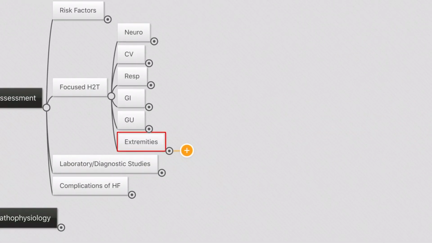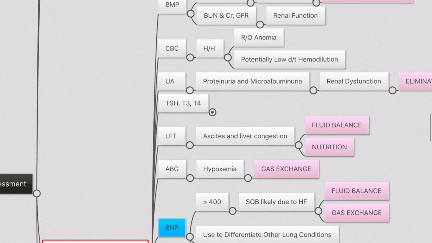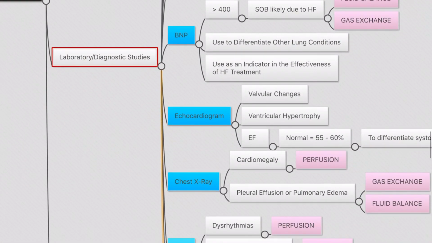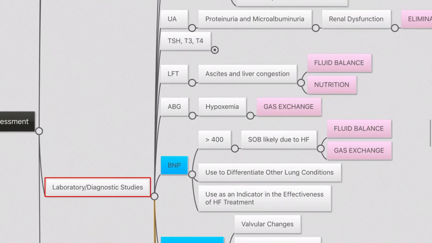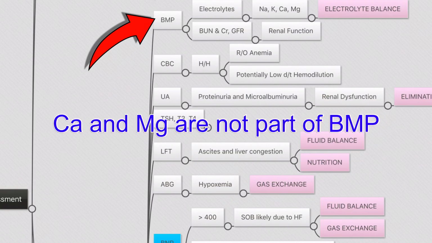Now we're going to look at the labs and diagnostic studies. So if you can see over here, there's actually a lot of them, and I split them up into two. The blue ones usually pertain to heart failure, but there are other labs that we do to rule out certain conditions. Now, we're going to start from the very top. That will be the BMP. Basic metabolic panel, you assess for electrolytes, sodium and potassium. Now, calcium and magnesium are not part of the BMP, so I want to just clarify that.